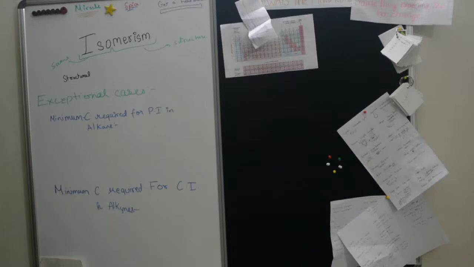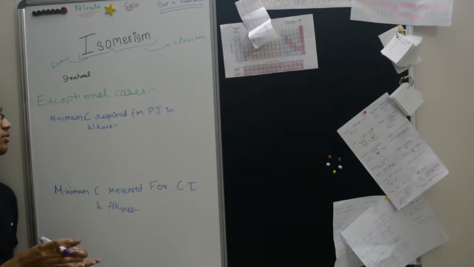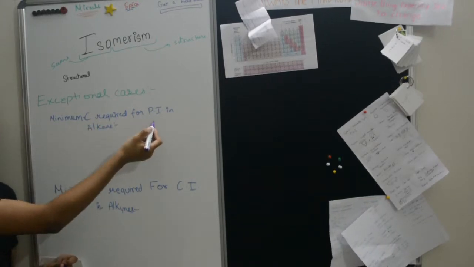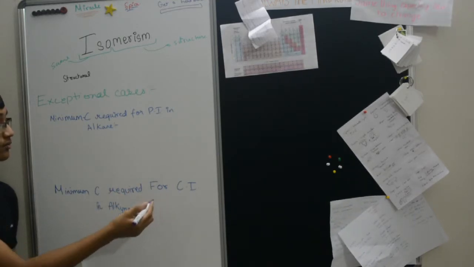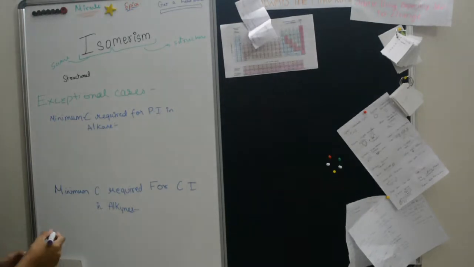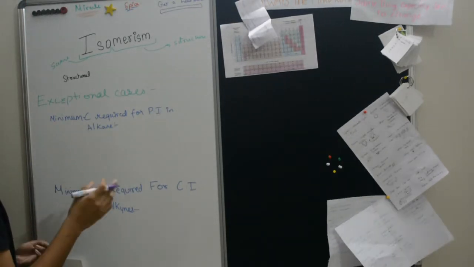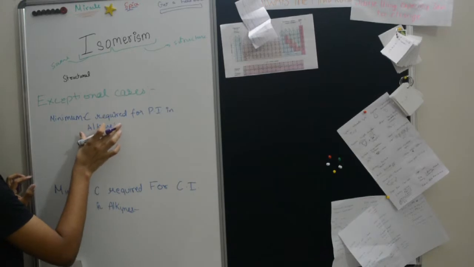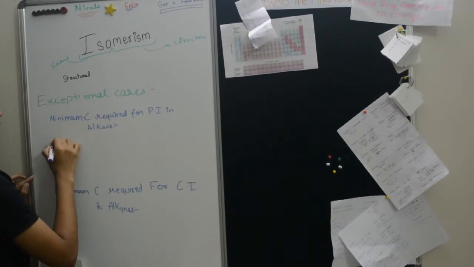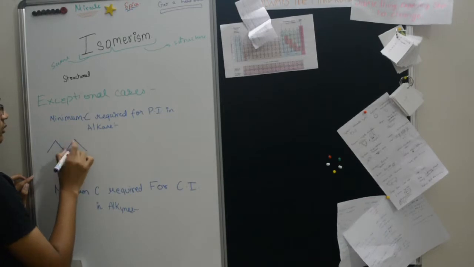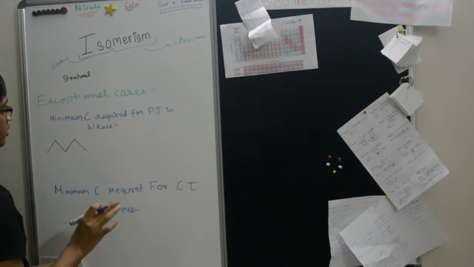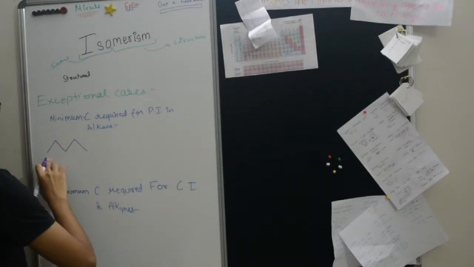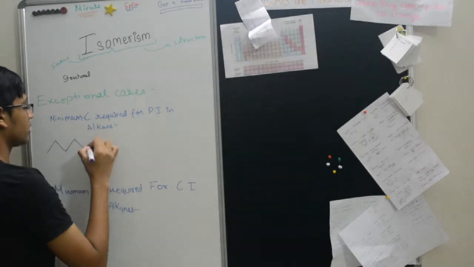Next, we have a few exceptional cases which you should be familiar with. They can ask a question like, what is the minimum number of carbons required for positional isomers in alkanes, and what is the minimum number of carbons required for chain isomers in alkynes. So you should be very familiar with structural geometry. In this case, if you had a double bond or triple bond, it would be easier, as you can just interchange the double bond or triple bond. And if you had any sort of structure present in here, you would be able to easily do it.